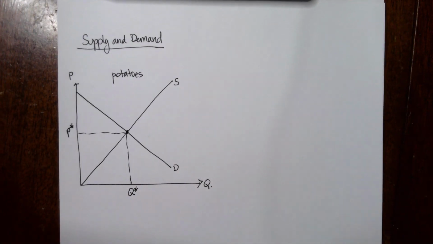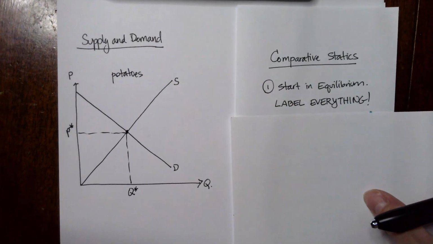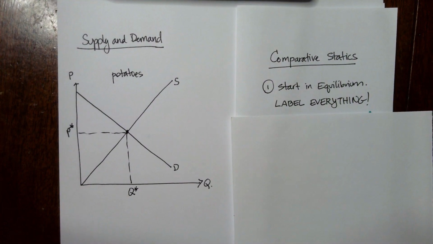So we're going to start in equilibrium. Whenever we do a comparative statics question, this is exactly how we want to start. We want to start by drawing the market and labeling everything. Every line that is drawn ought to have a label on it. Then something's going to change.